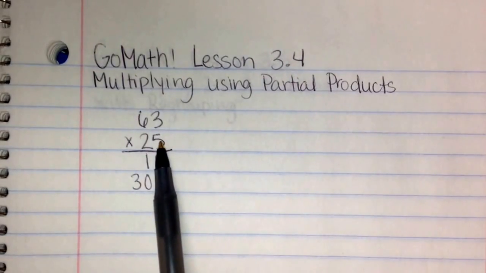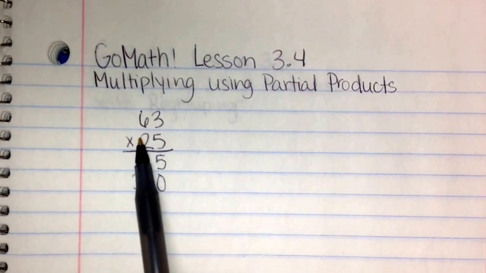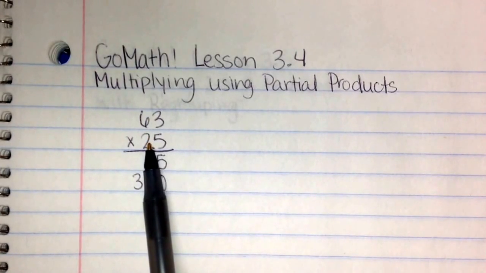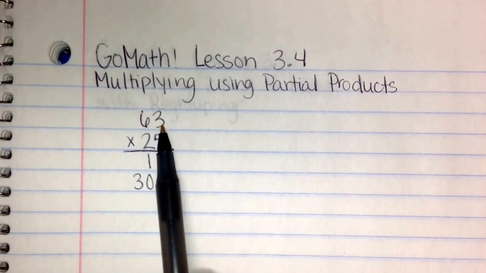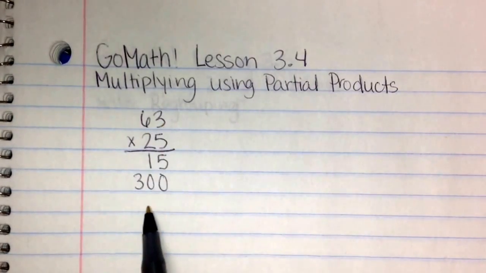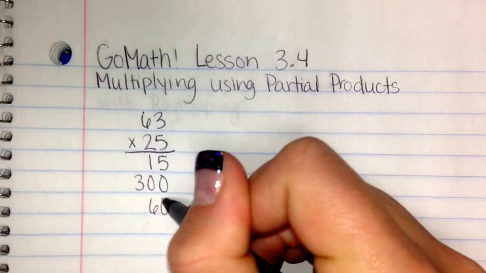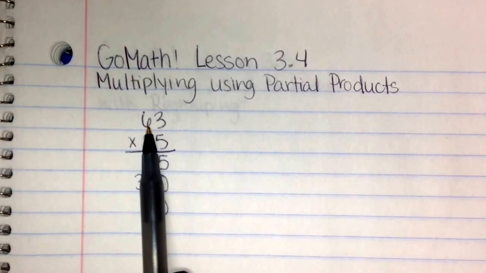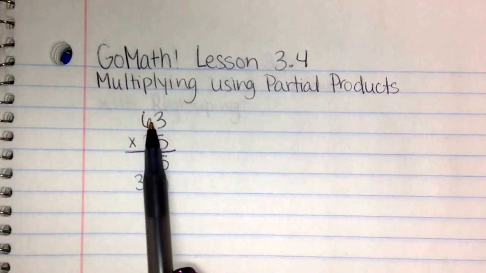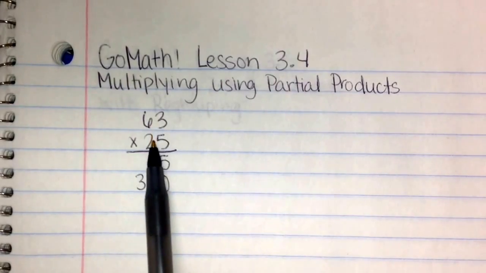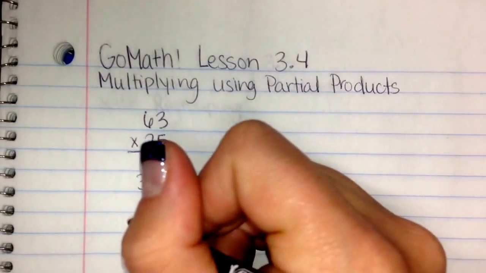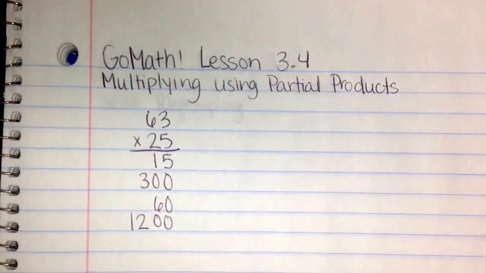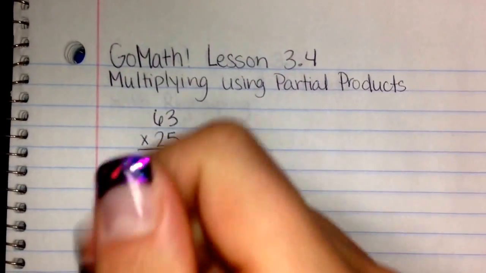Now I'm done with multiplying the 5, so now I'm going to multiply the 2 by both of these digits. But I have to remember that my 2 is really worth 20. 20 times 3, well 3 is still just worth 3. 20 times 3 is 60, so down here I'm going to write 60. Now I've got to do the 20 times the 6, but I have to remember that 6 is really worth 60. 20 times 60, well I know 2 times 6 is 12. 60 has a 0 and 20 has a 0, so I have to do 12 with 2 zeros. That makes 1,200.